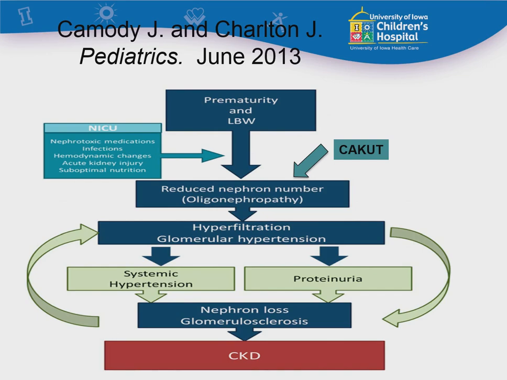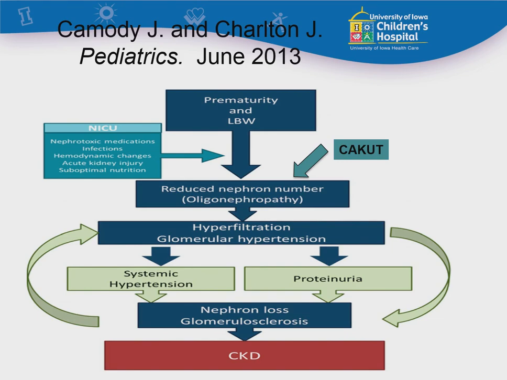Prematurity and low birth weight are a leading cause of our children ending up in the neonatal intensive care unit. And when they end up there, more often than not, they're given nephrotoxic medications. They're susceptible to infections and hemodynamic instability. This can all lead to acute kidney injury. And in many cases, the approach has generally been to withhold nutritional supplementation in these patients. So you could take a bad situation and make it worse.